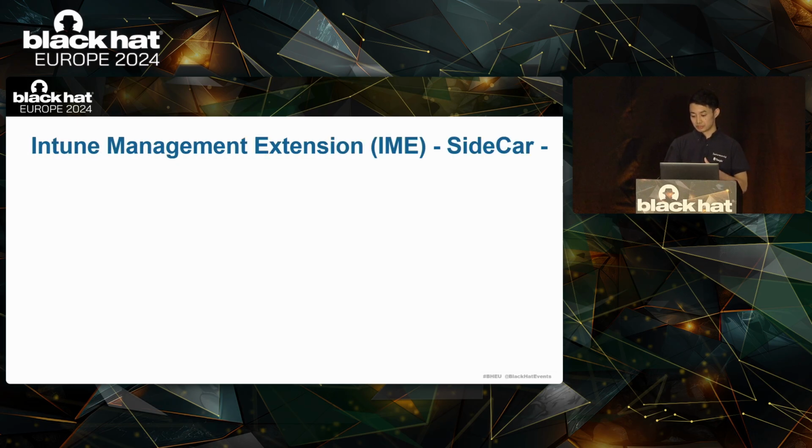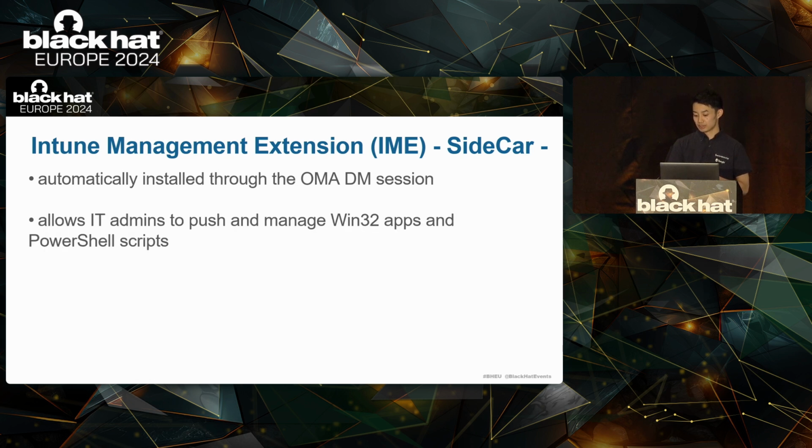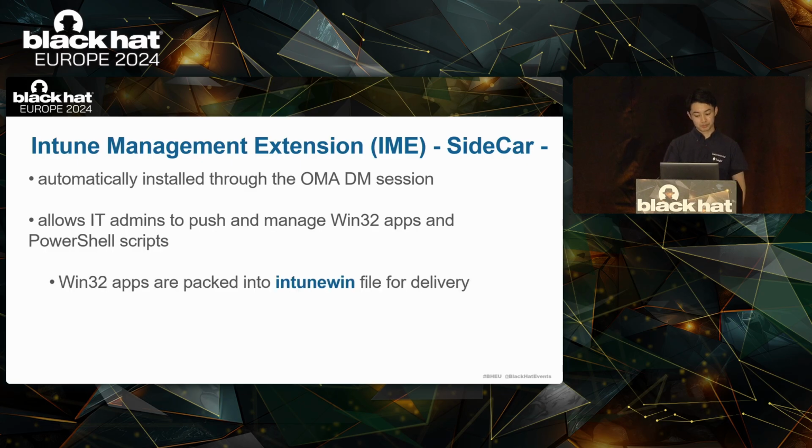And SideCar is installed through OMA DM session after enroll to Intune. And once SideCar is installed to the system, this allows IT admins to push and manage Win32 applications and PowerShell scripts. And Win32 apps like exe files are packed into a file called Intune Win file. When delivered, SideCar unpacks the Intune Win file and installs them into the system. So as a red teamer, these in-house applications are always great targets because they usually contain some credential. So I decided to research on this as well.